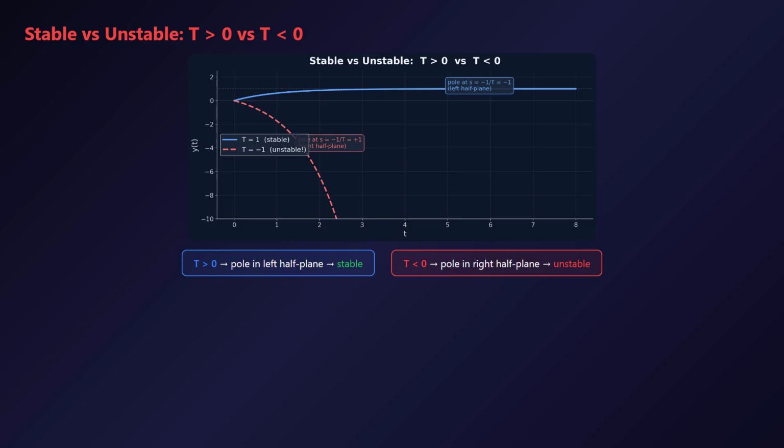What happens when the time constant T is negative? The transfer function still looks the same, K over 1 plus sT, but now the pole is in the right half of the s-plane. The response diverges to infinity instead of settling. A negative time constant means the system is unstable. Stability requires T greater than 0.